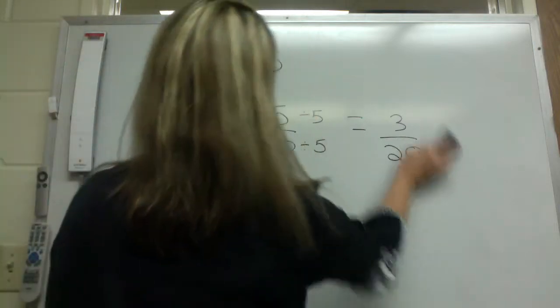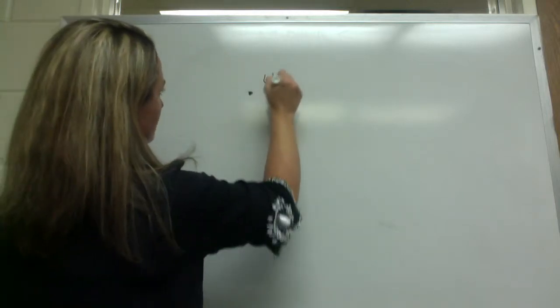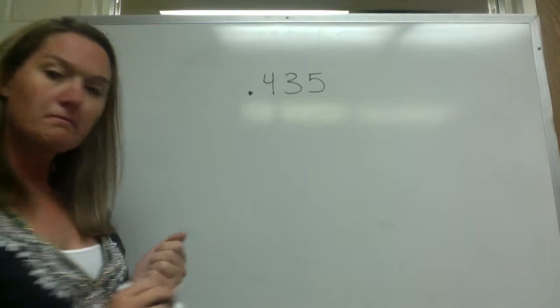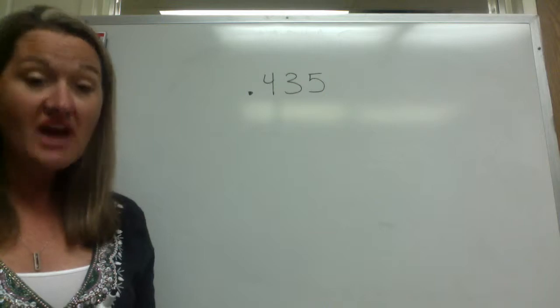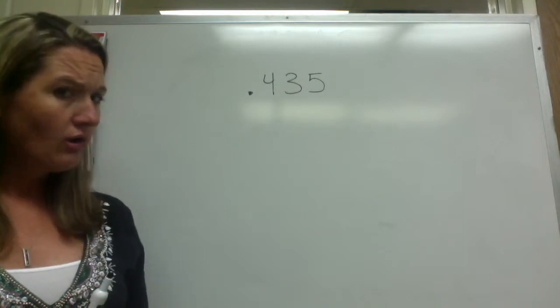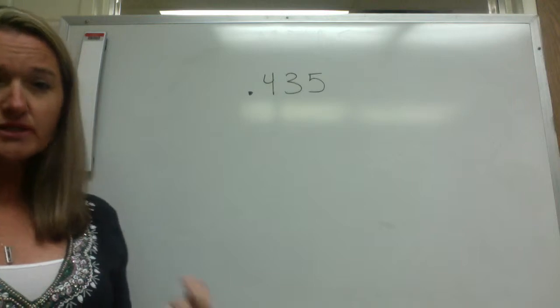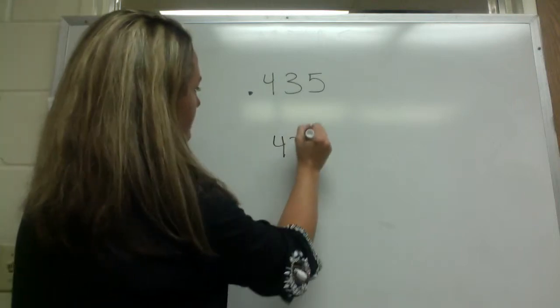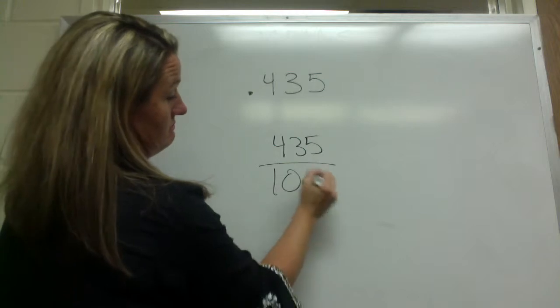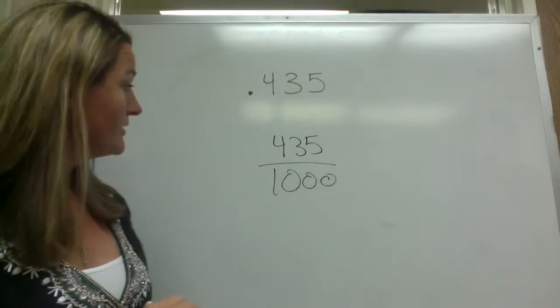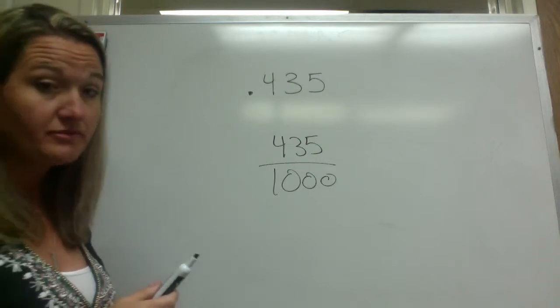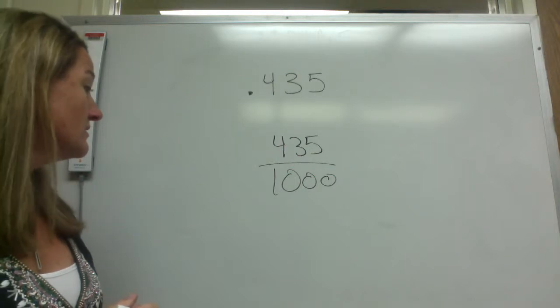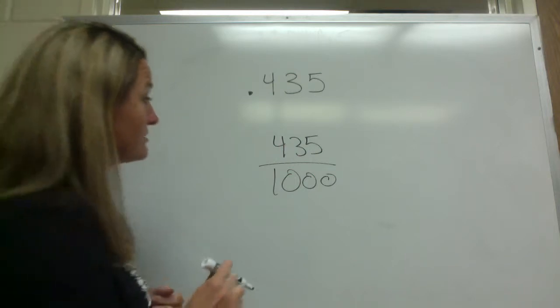All right, let's try this again. We have a decimal. We'd read this as 435 thousandths. So think about that. What fraction do we read the same way? 435 thousandths. So we've got our fraction, and now we have to simplify. Again, right off the bat, I know 5 will go into both. At least we can start with that.